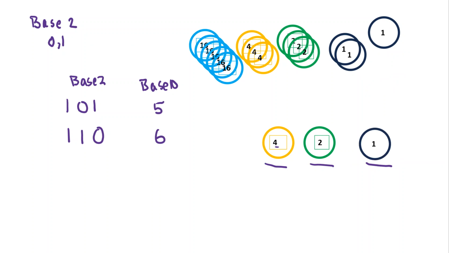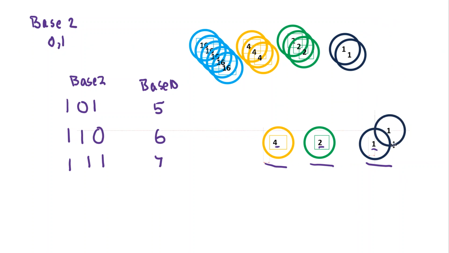Now I have a 4, I have a 2, and I have a 1. So in base 2, the next number would be 111. And when I look at what I have as far as my coins, I have 4 plus 2, that's 6 cents, plus 1 more is 7 cents. Let's go to the next number and see what happens.